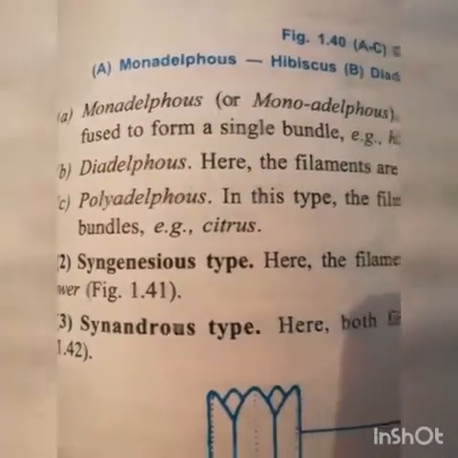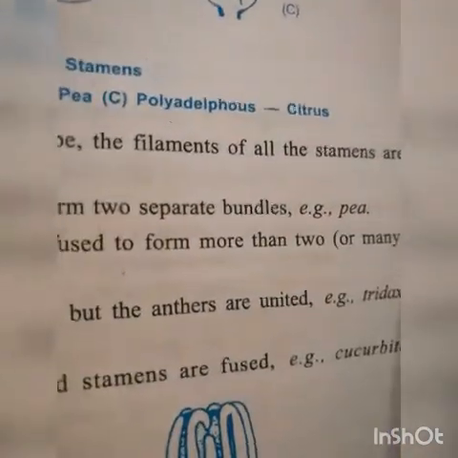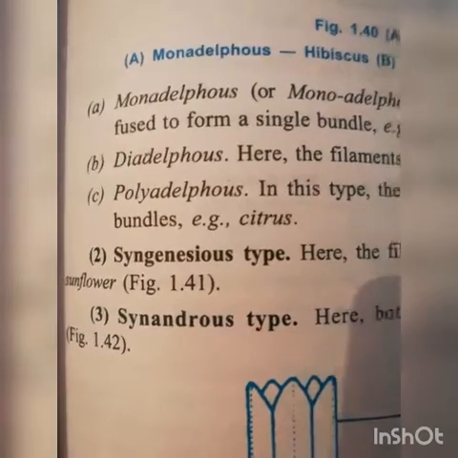Polyadelphous. In this type the filaments are fused to form more than two or many bundles. Example, citrus.